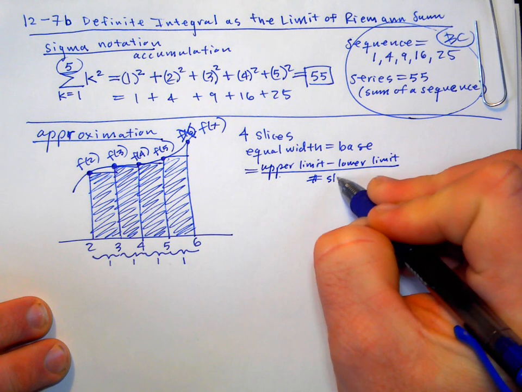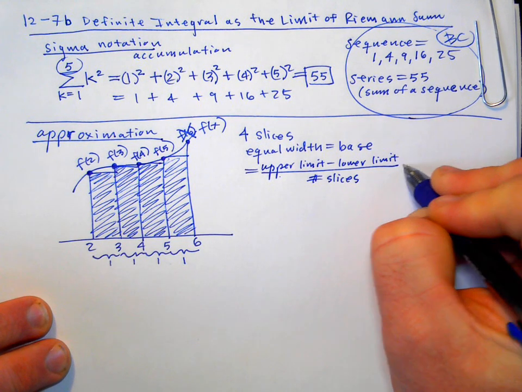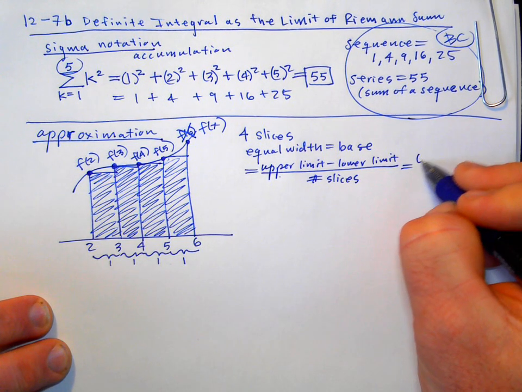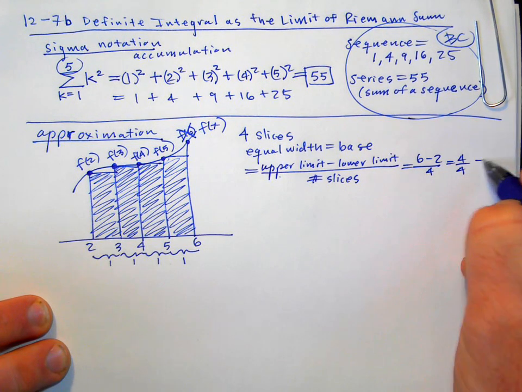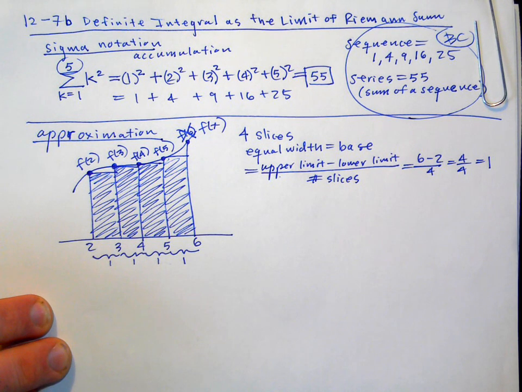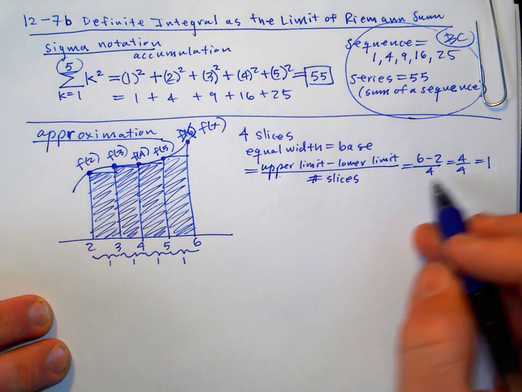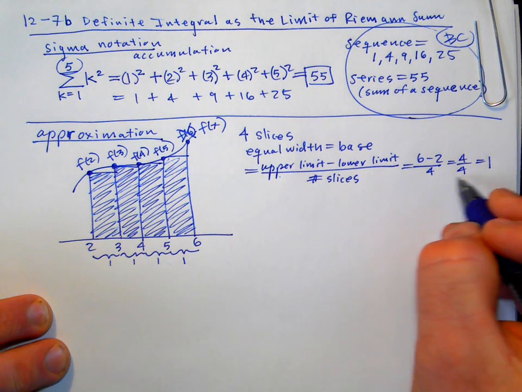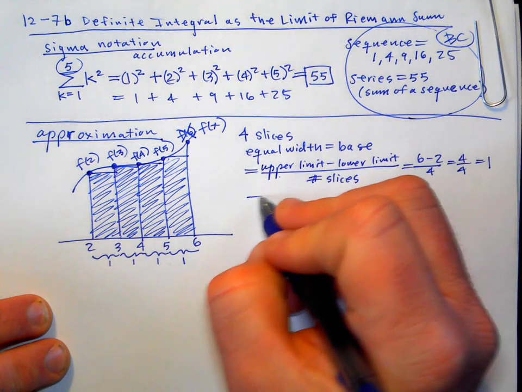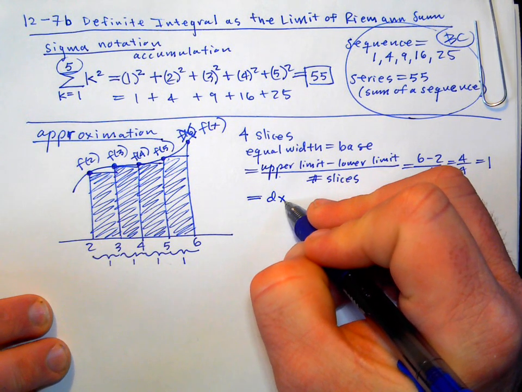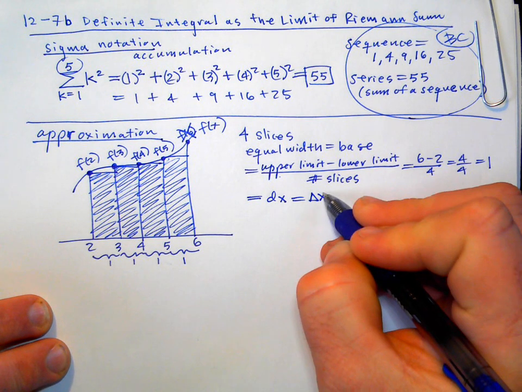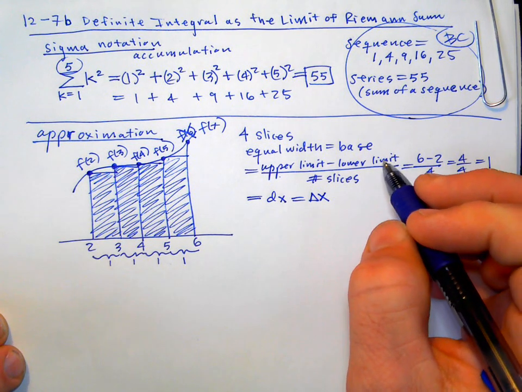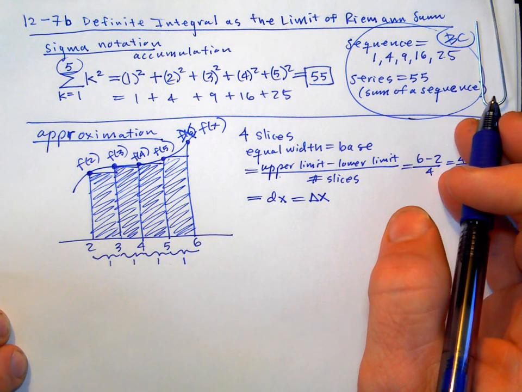Now I'm writing this all because this is going to help us ease into something new. So in this case, it'd be 6 minus 2 over 4, which would be 4 over 4, which would give you 1. Because we're not going to want to always draw these pictures, but drawing the pictures kind of helps us understand our strategy. Now, a lot of times this base we might call dx, right? Like the width of the slice, or delta x with a triangle, which is actually a Greek letter delta, which represents a small change in things.